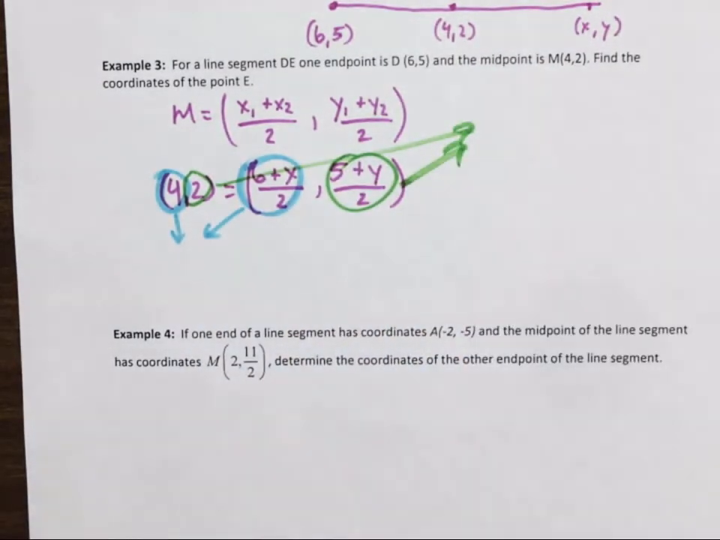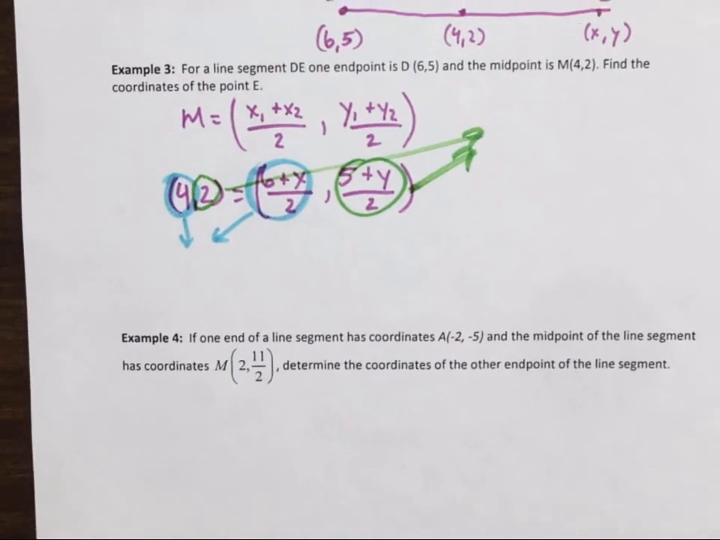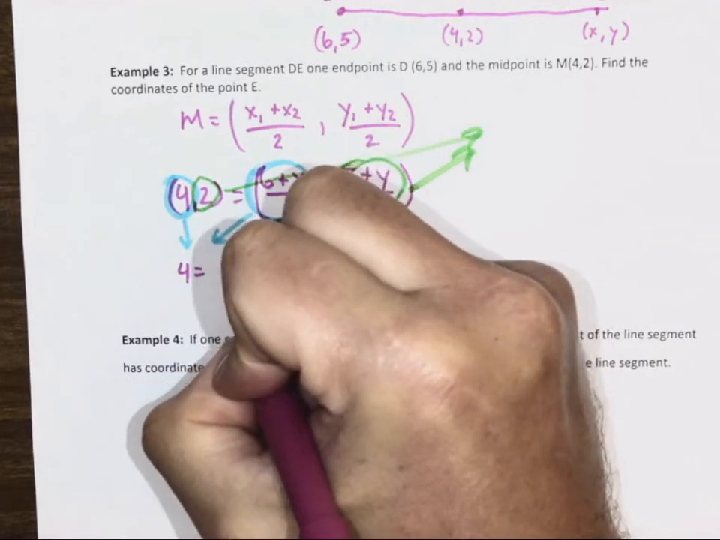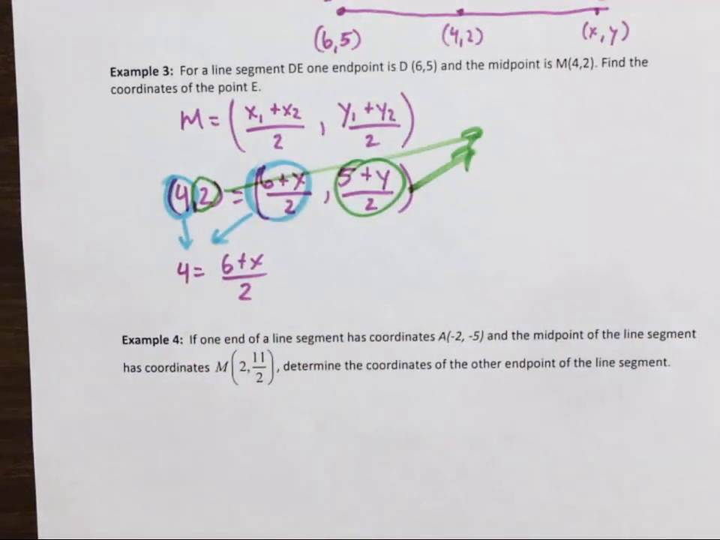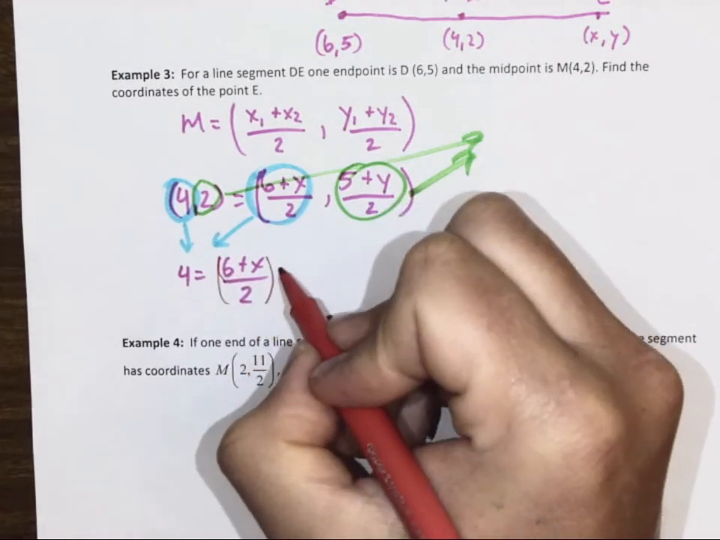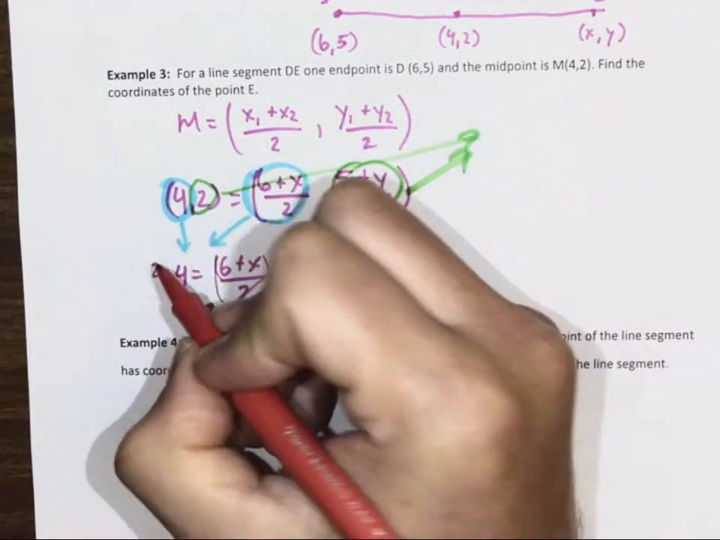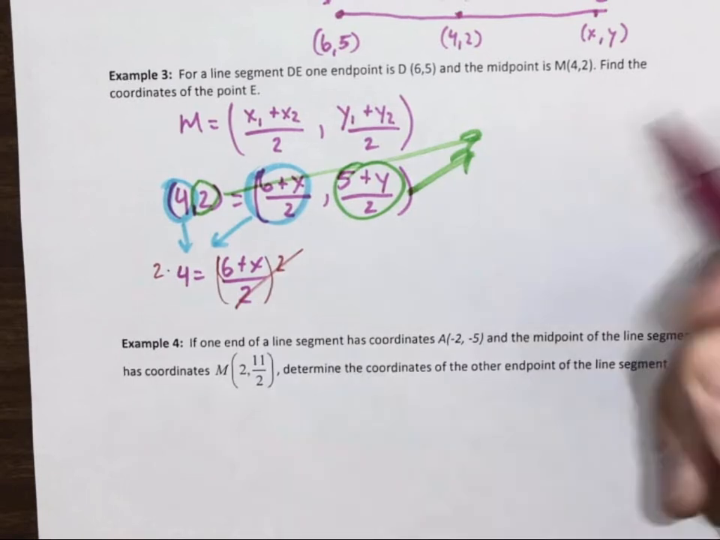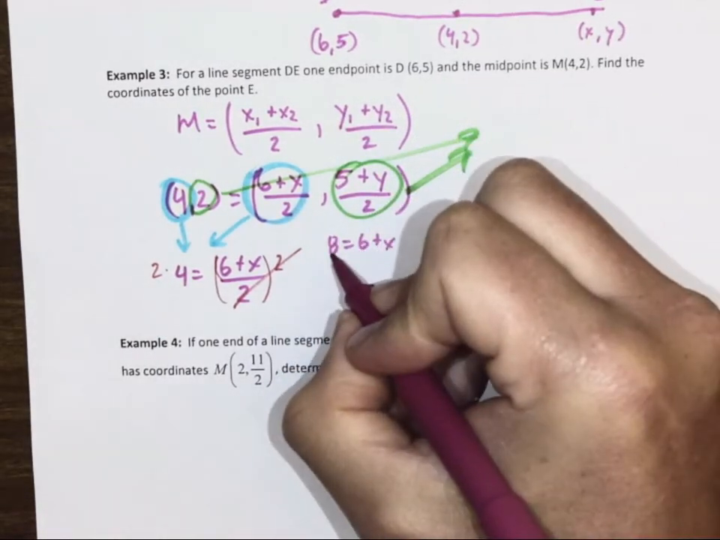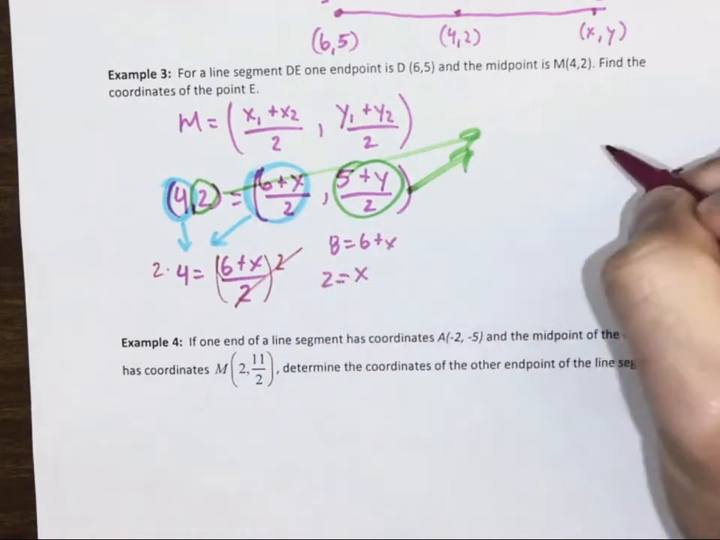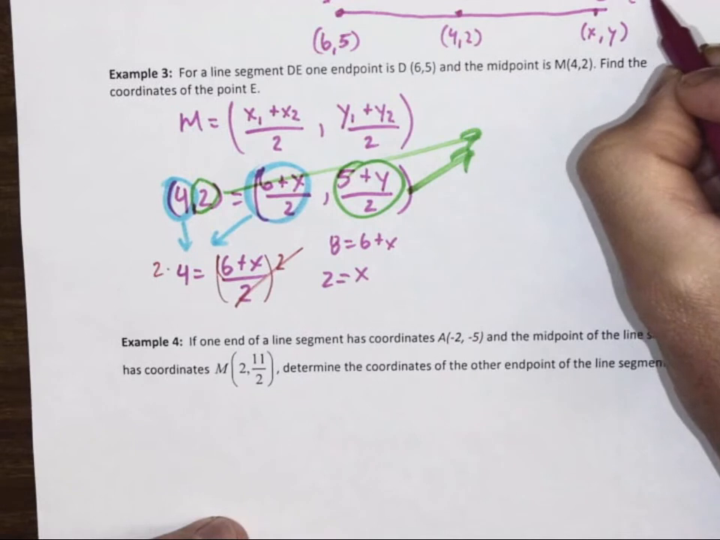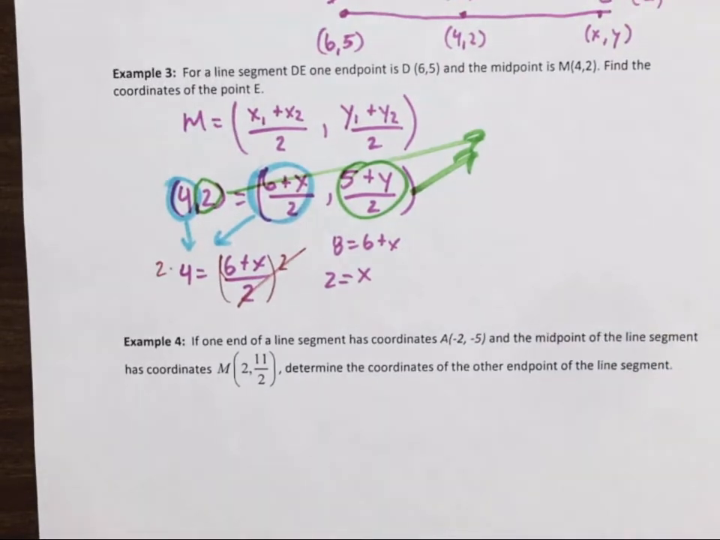So we essentially end up creating two mini formulas. 4 equals 6 plus x over 2. And then we solve. Let's see, this is all over 2. So let's do this whole thing times 2, which means that times 2. I don't have space, so I'm going to go here. 8 equals 6 plus x. Take away 6, take away 6. X equals 2. So there we have the start of our point. So point E is actually 2 something.